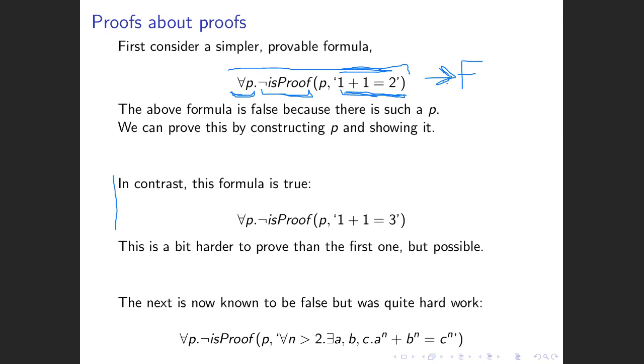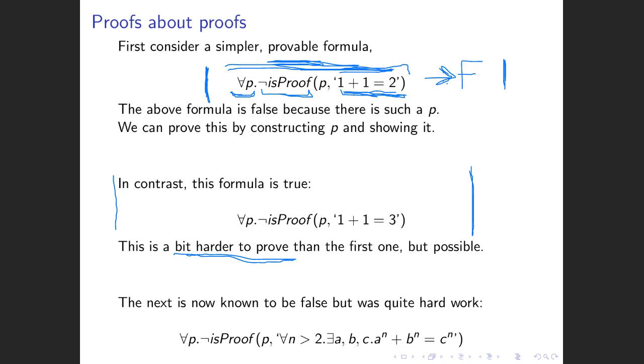In contrast, this formula is true. Why is this true? Because we hope that there is no proof that shows that 1 + 1 equals something that 1 + 1 does not equal. Again, if we've set this up in any sensible logic and model theory, then there isn't a proof that 1 + 1 = 3. So it's harder to prove this. The other one is easy to prove because all you have to do is find the proof that 1 + 1 = 2 and show it to me, and that will convince me that the big formula is false.